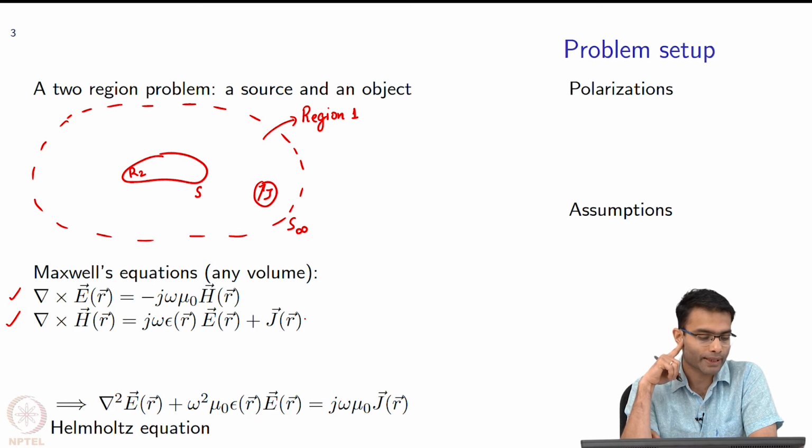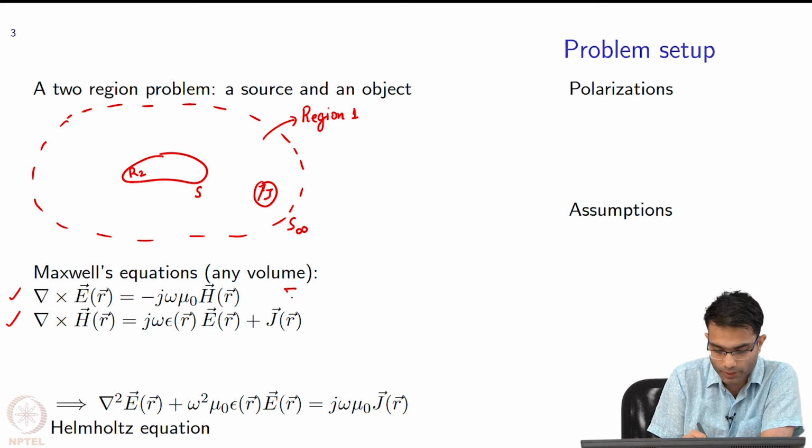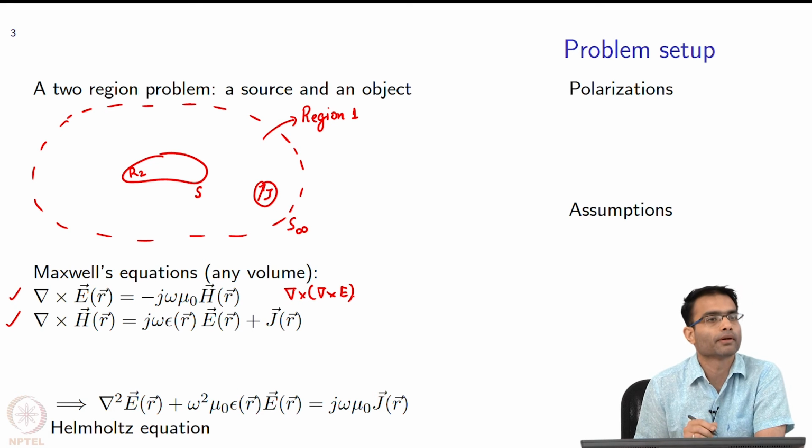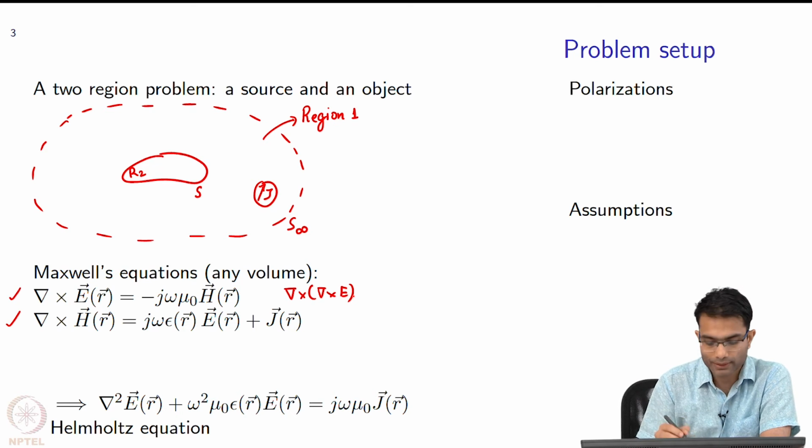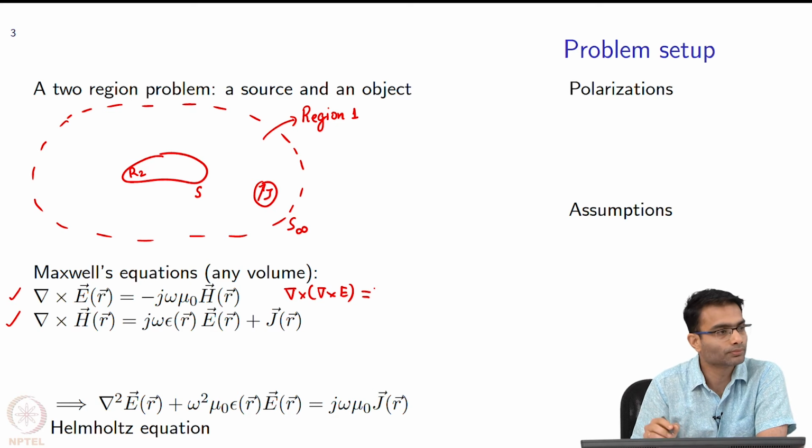So, let us try to eliminate one of the variables from these two equations. So, let us make it into an equation of one variable. Let us remove the magnetic field. Okay. So, how do you suggest I do that? Curl of the first equation. If I take a curl of the first equation, right. So, if I do del cross del cross E, we have an identity from vector calculus which tells us this is equal to del into del dot E minus del square.